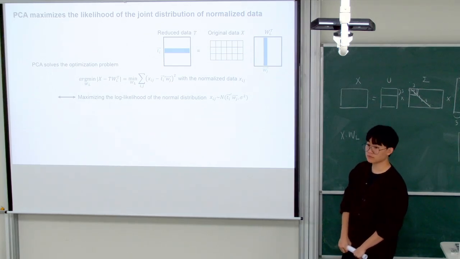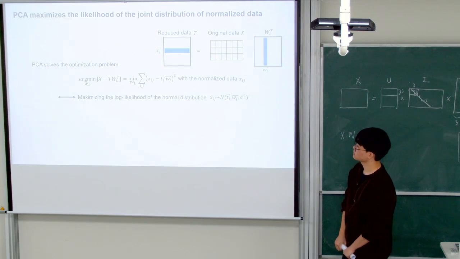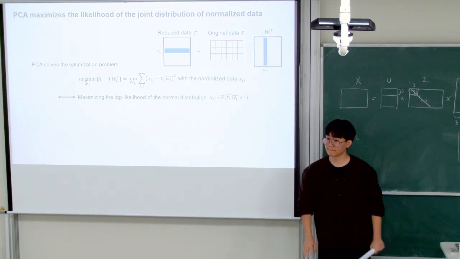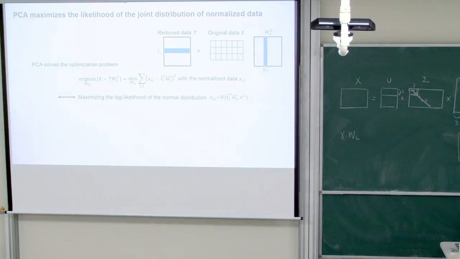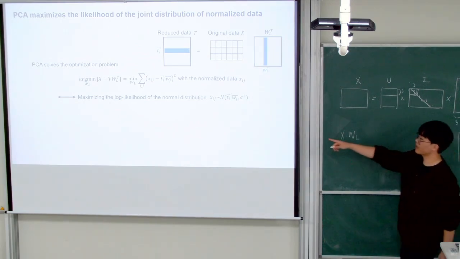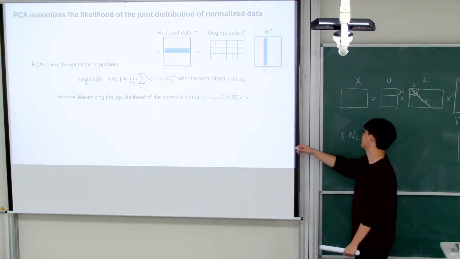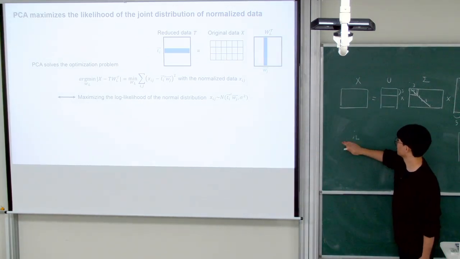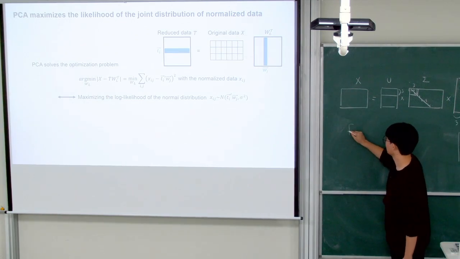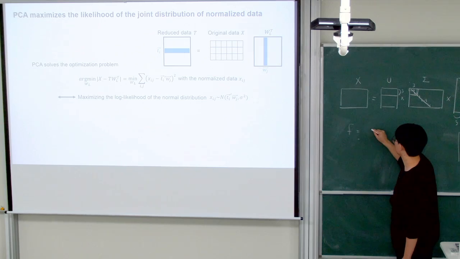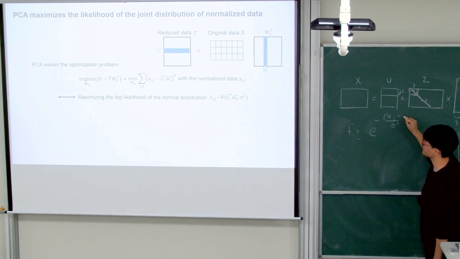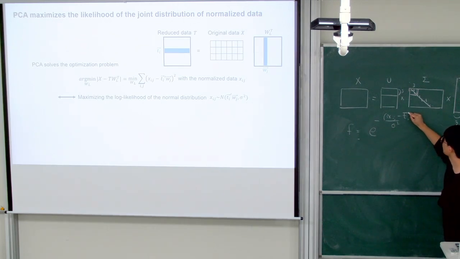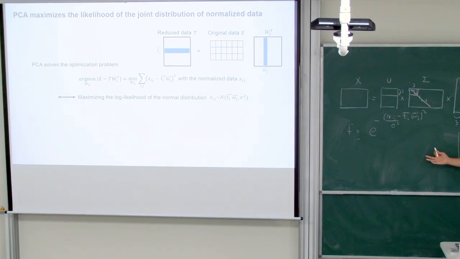What is the meaning of maximizing the likelihood? Can you explain that, the normal distribution? Okay. So here, Xij follows the normal distribution. So the probability density function would be exponential minus sigma squared, Xij minus, would be this kind of form, right?